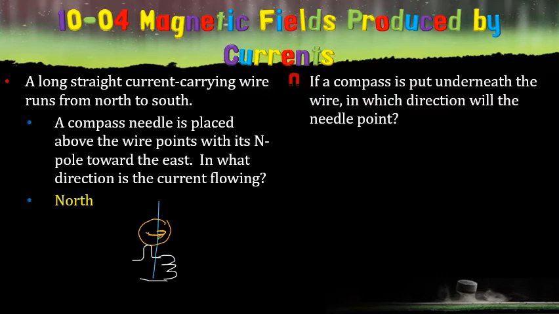If the compass was put underneath the wire, which direction would the needle point? Well, pretend that you're grabbing the wire and your fingers are going to go the direction of the magnetic field. They're going to curl around. So your thumb's going up, your fingers are curling around that, and you can see on the back, the compass would be pointing towards the left. That would be west.